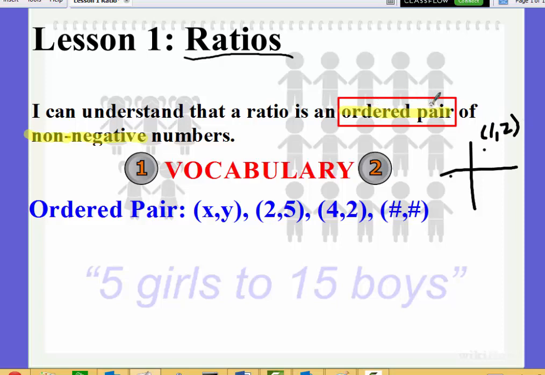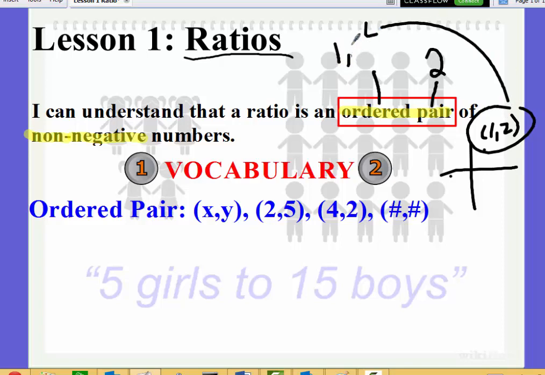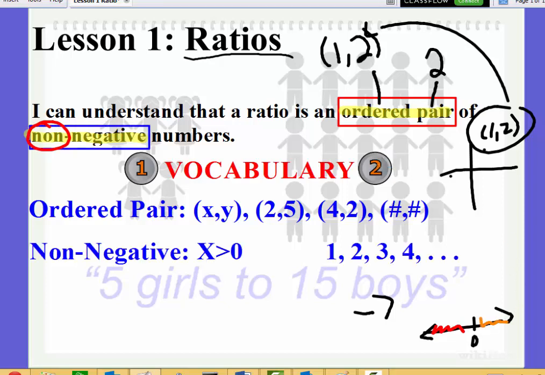The point here is that pair refers to two numbers, and order means that there's a specific order. That one number, in this case 1, 2, has to come first. Our second word that we have is negative. We know that negative is a number to the left of 0 on a number line, so that would be all of these numbers over here. And then that prefix non means that it's going to be not negative, so it would actually be referring to all the numbers on the right side. So a non-negative number is when our number x is greater than 0.